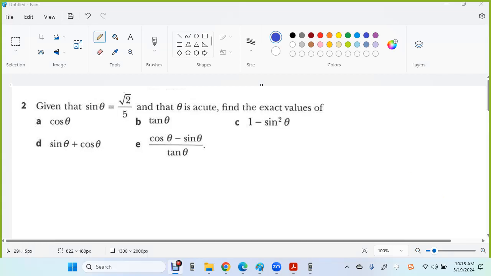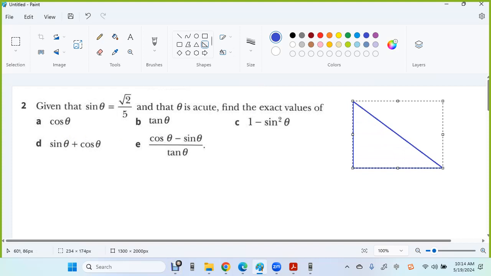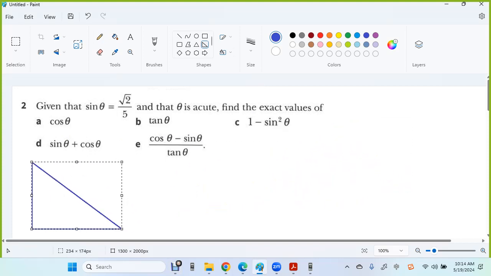Given that sine theta is square root 2 over 5 and theta is acute, find the value of cos theta, tangent theta, 1 minus sine square, sine plus cos, and cos minus sine over tangent. So to solve this question, what we need to do is we draw a right angle triangle first.